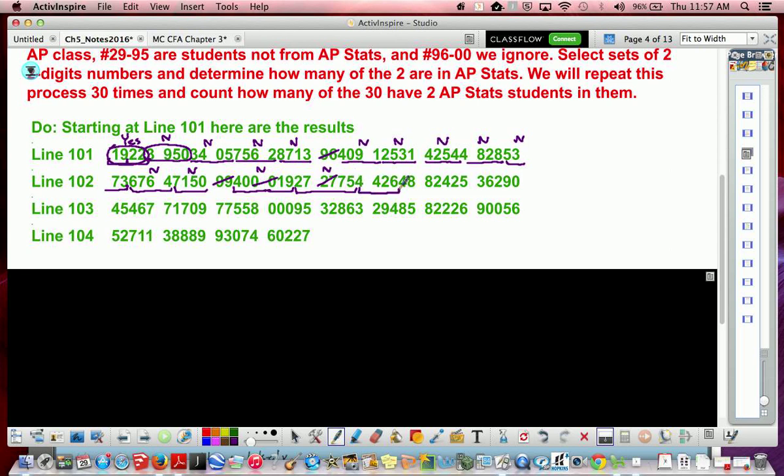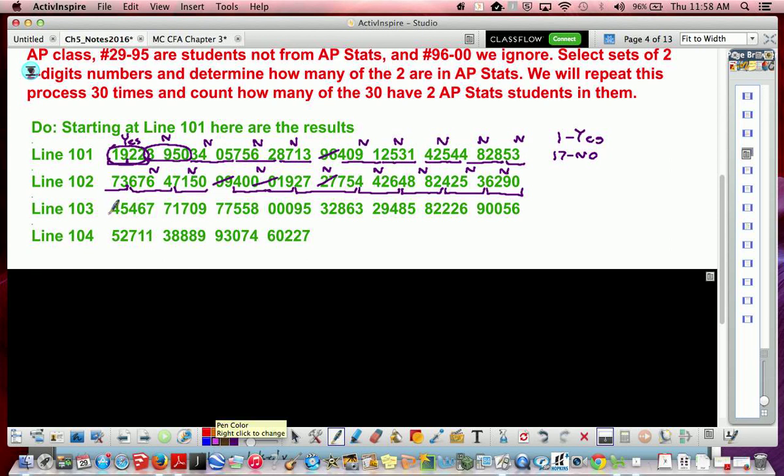44 and 26. That would be a no. 48 and 82. No. 42 and 53. No. 62 and 90. No. Wow, how many have I done so far? Well, have we done 30 yet? 2, 4, 6, 8, 10, 12, 14, 16, 17, 18. So right now we have one yes, 17 no. I'll switch colors so that I know that I only need to do 12 more.